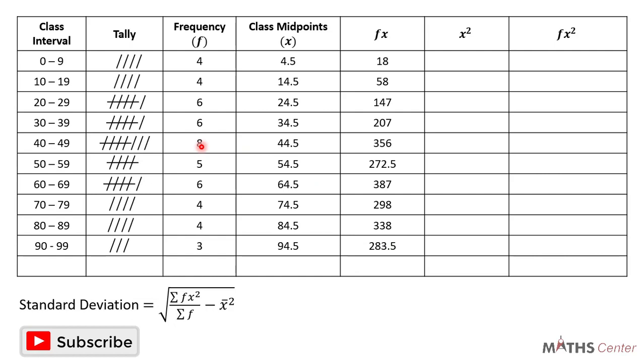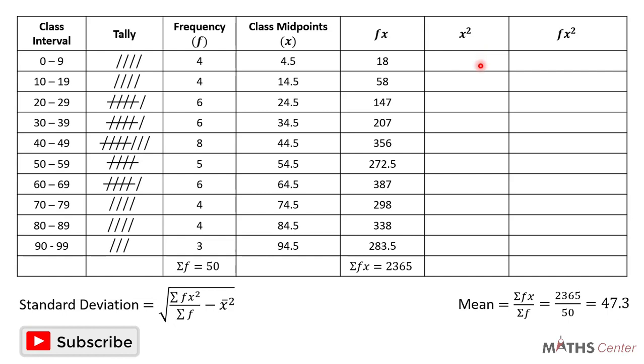We can now find the mean. To get the mean, we need sigma fx. So we add all the values here, and that gives us 2,365. We will also need sigma f. So we add all the values here, and that gives us 50. So the mean will be equal to sigma fx, which is 2,365, divided by sigma f, which is 50, and that will give us 47.3.